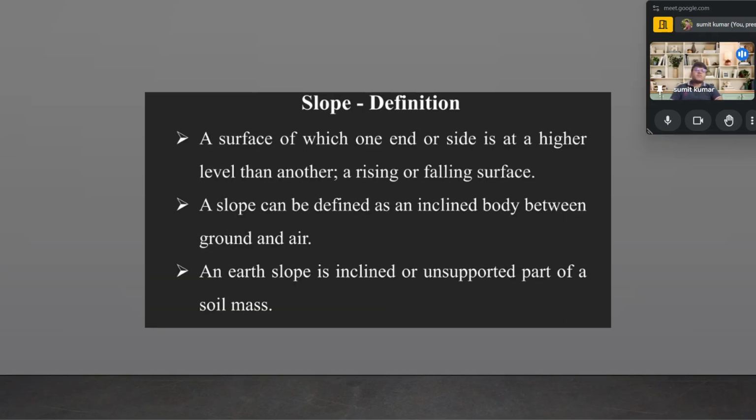Now, first of all, starting with the definition. A surface of which one end or side is at a higher level than another, a rising or a falling surface, both are considered as slope, and a slope can be defined as an inclined body between the ground and the air. It is also said that an earth slope is an inclined or unsupported part of a soil mass.